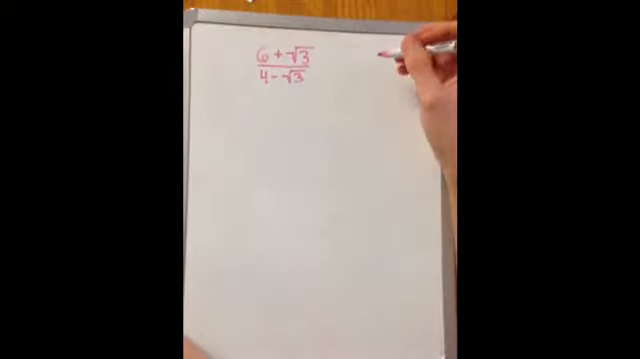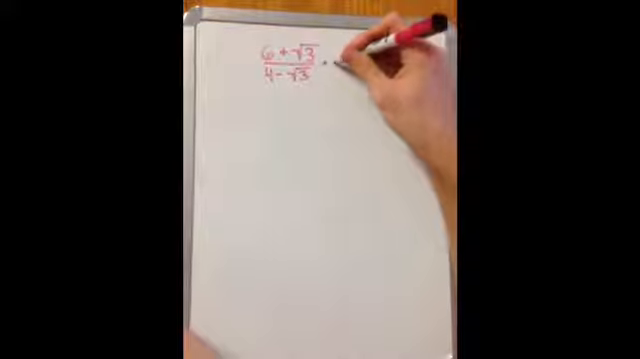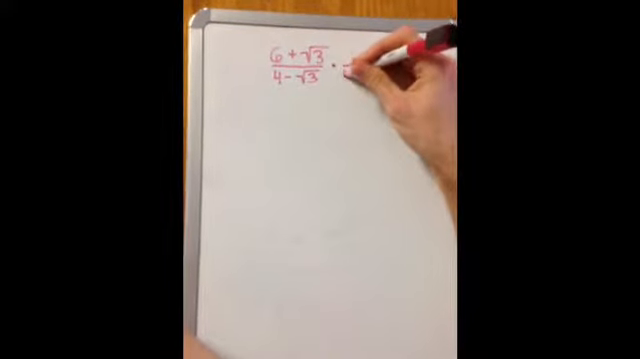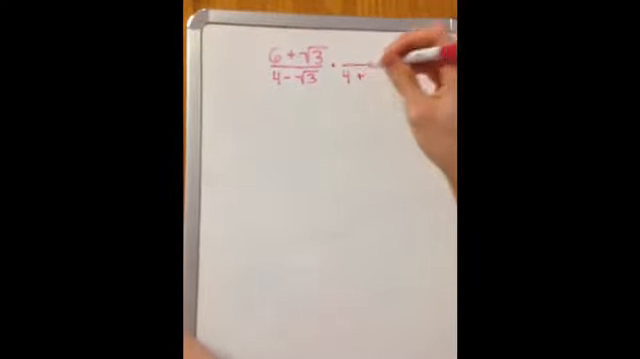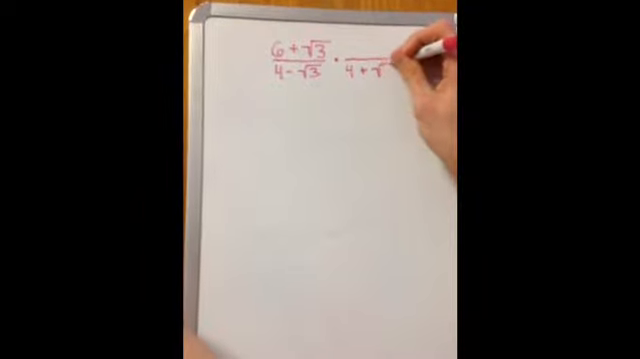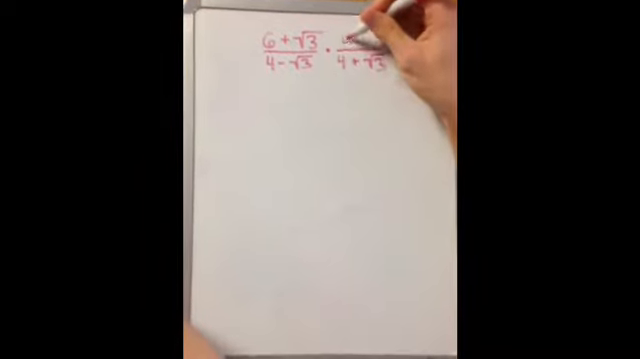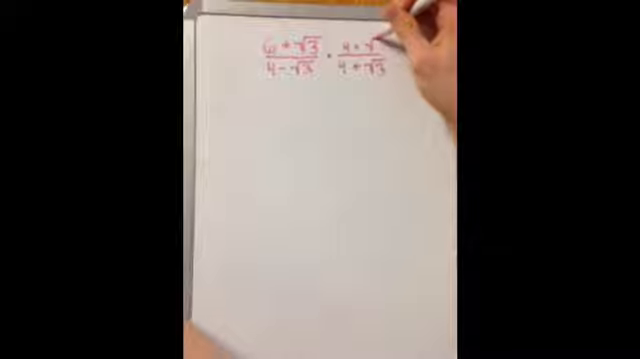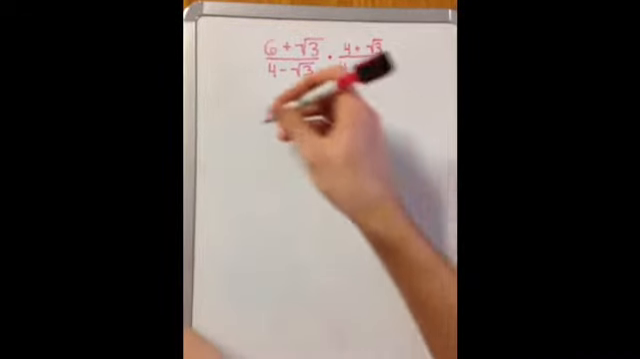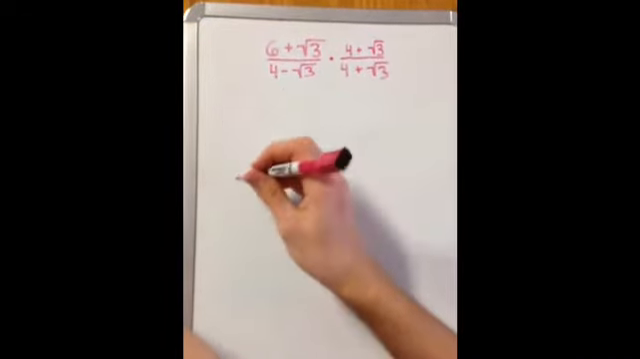In this problem, we will be multiplying by the conjugate to remove the radical from the denominator, to put it in simplest terms. So the denominator is 4 minus the square root of 3. The conjugate would be 4 plus the square root of 3. So multiply the numerator and the denominator by 4 plus the square root of 3 over 4 plus the square root of 3.